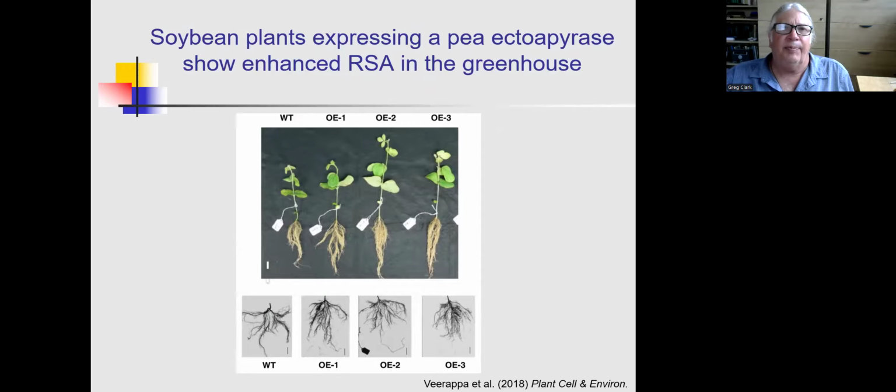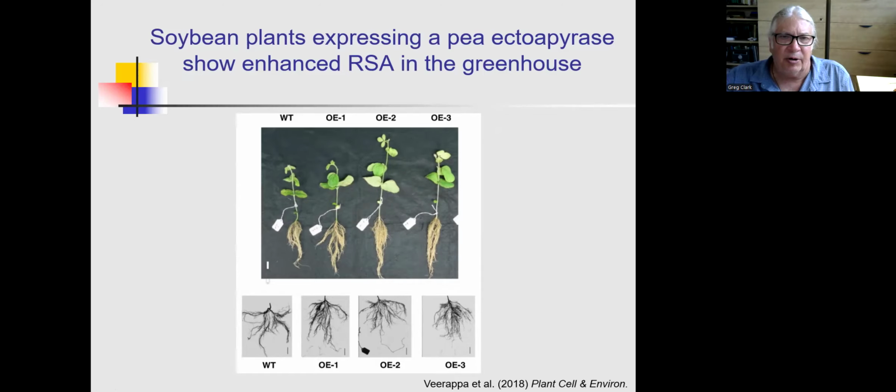So we took a P ectoapyrase and ectopically expressed it in soybean plants. And one of the first things we noticed is that the root system architecture of these plants grown in the greenhouse was greatly enhanced. And I hope that you can see that in all three of these P ectoapyrase expressing lines, there's improved root system architecture. The seedlings also are typically bigger as well.